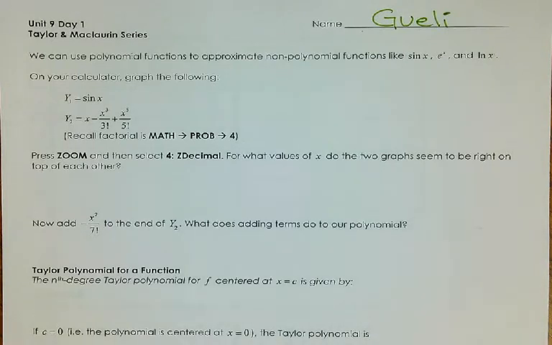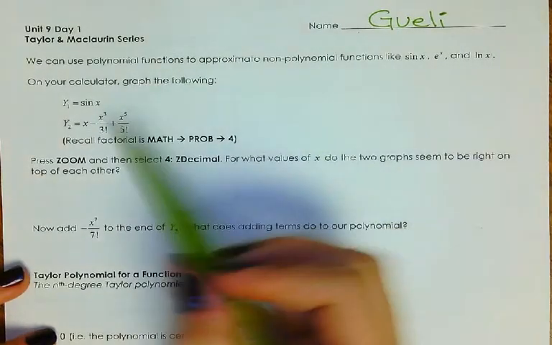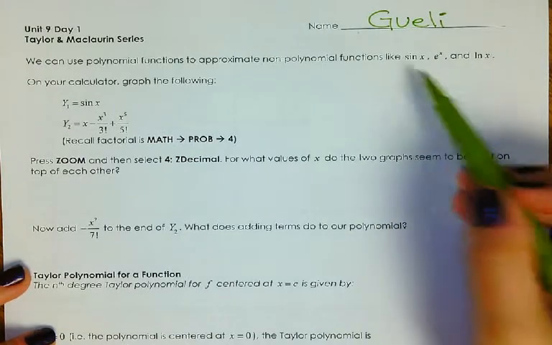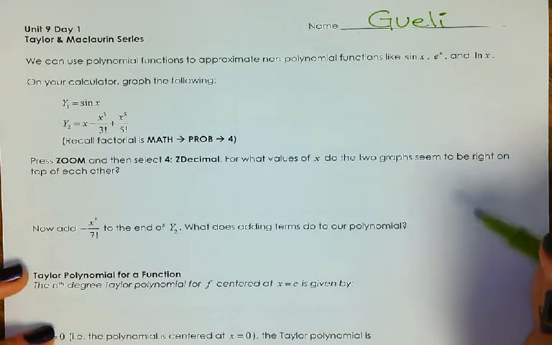Good morning. Today we're going to be taking a look at Unit 9, Day 1, Taylor and Maclaurin series. Our goal for today is to find a polynomial that is able to model something that's not a polynomial, like sine, e to the x, or ln.